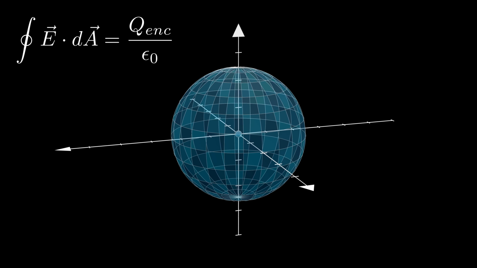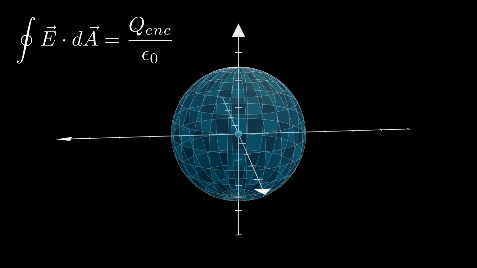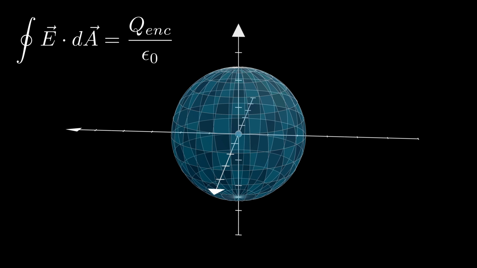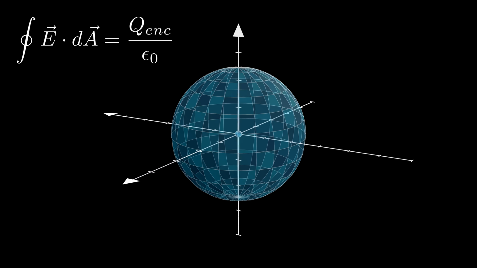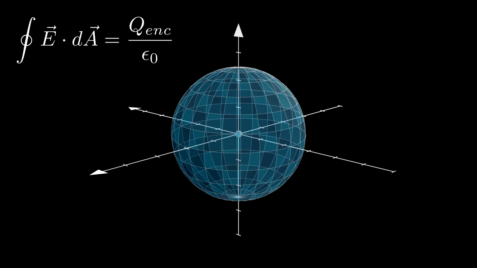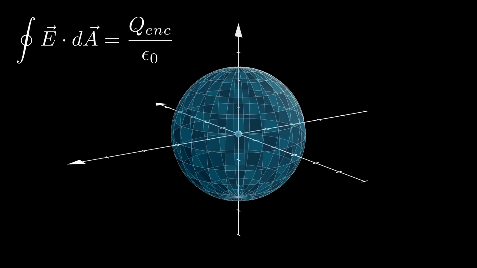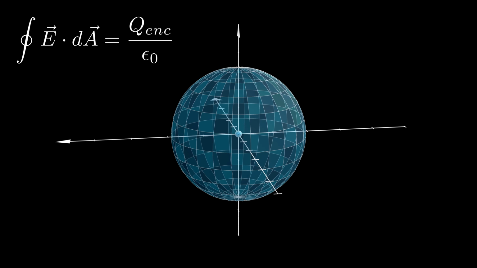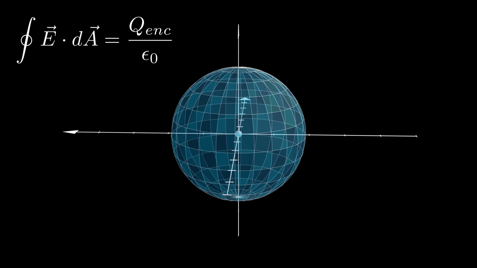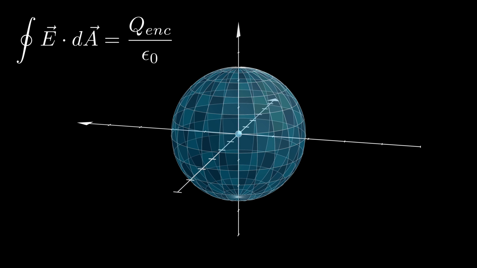Watch as we place a charge inside a sphere. This is a Gaussian surface. Because of the symmetry, the field is perpendicular to every point on the surface, making calculations simple. But Gauss's law works for any shape. Even if we deform the sphere into a cube, the total flux remains the same, provided the charge stays inside.